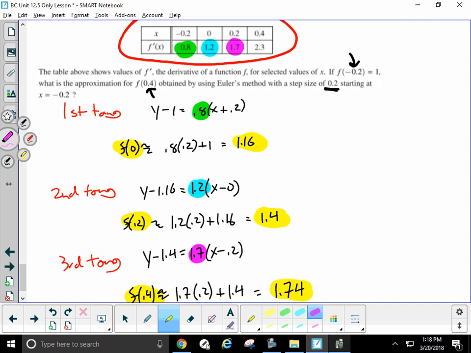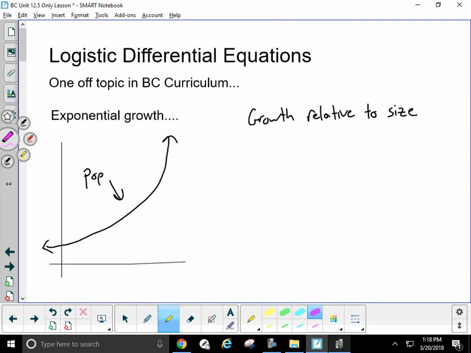Fairly straightforward. Euler's method, there's always a couple problems on the AP exam on Euler's method, always. There's also always a couple problems on logistic differential equations. Now, it's a very one-off topic. Just for some reason, they expect you to know it.